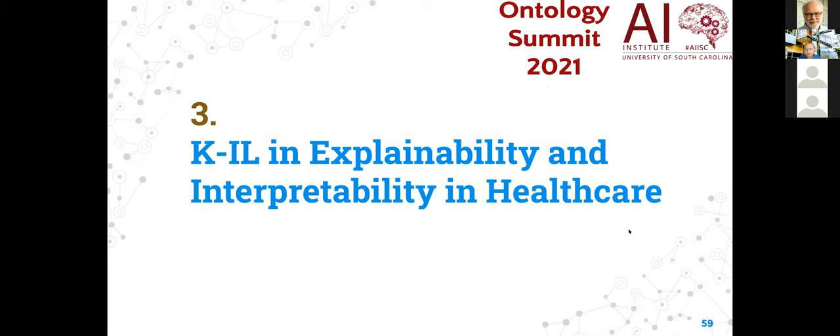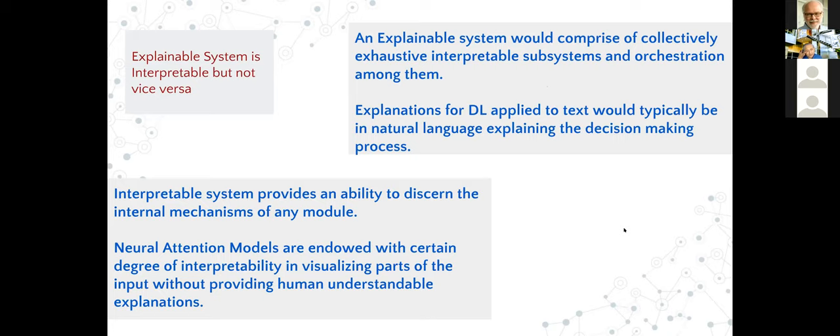I'm going to take an example of healthcare. Here are the definitions. An interpretable system provides an ability to discern the internal mechanism of any module. An explainable system would comprise collectively exhaustive interpretable subsystems and orchestration among them. When applied to deep learning, you'll be able to explain the decision-making process.